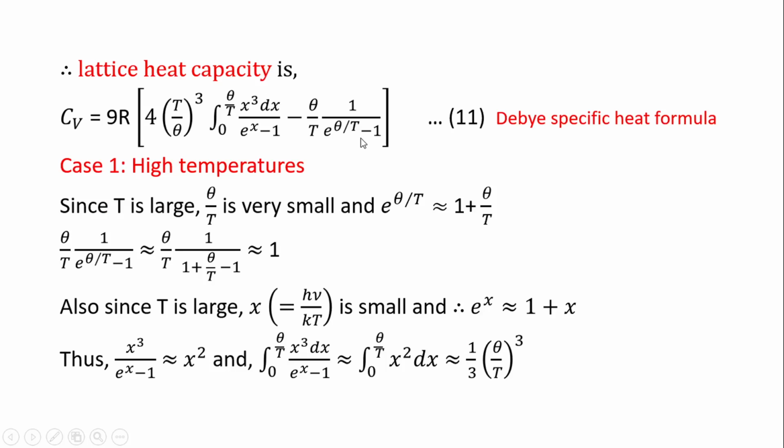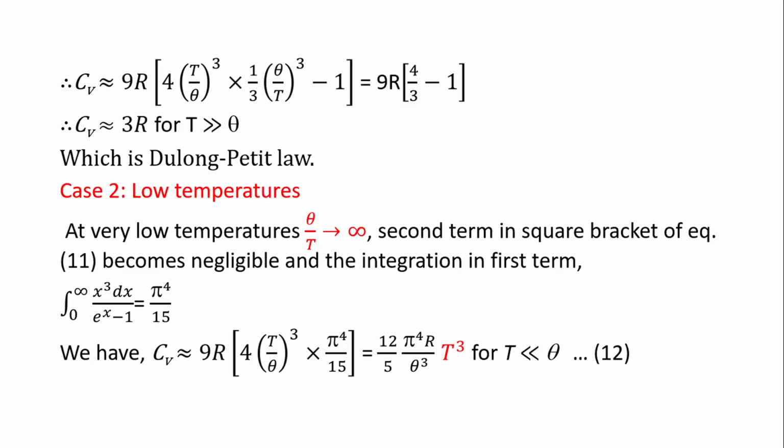And what about the first term? In the first term we have to put theta by T as infinity, so the limits will be 0 to infinity, x cube dx upon e raised to x minus 1. As it is a standard integral having value pi raised to 4 upon 15, after putting these values and solving, we will find that Cv equals 12 by 5 pi raised to 4 R upon theta cube into T cube. So important is the factor T cube, that means Cv is equal to some constant into T cube for low temperature, that means Cv is proportional to T cube.